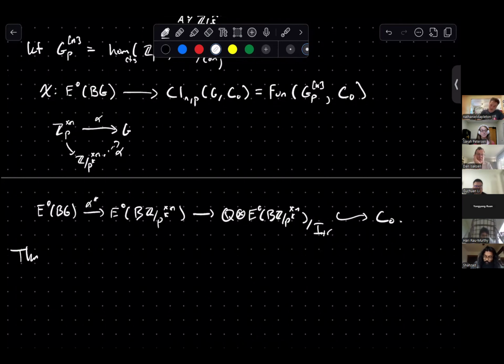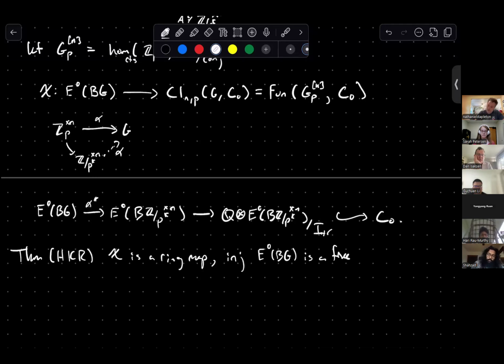And the theorem is that first, chi is a ring map. Well, this was a ring map, so this is just true. Normally I say injective here, but it's only injective when E_0 of BG is a free E_0-module. Okay, I should say torsion free. And we know that that's not necessarily always the case, but for all G that you want to consider, it is the case.